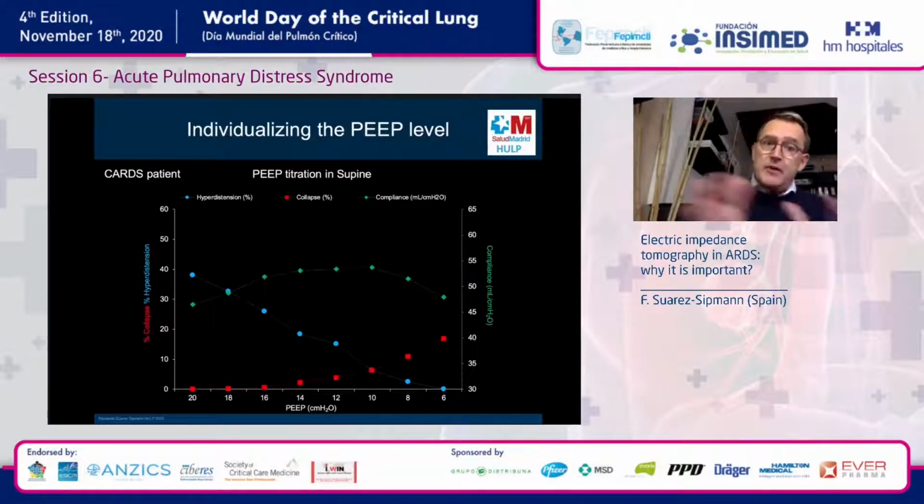So let me give you another example. This is another COVID patient. Again, the same procedure: PEEP titration from high to low levels. We have the curves here. We have the crossing point. Now at a little higher level of PEEP.